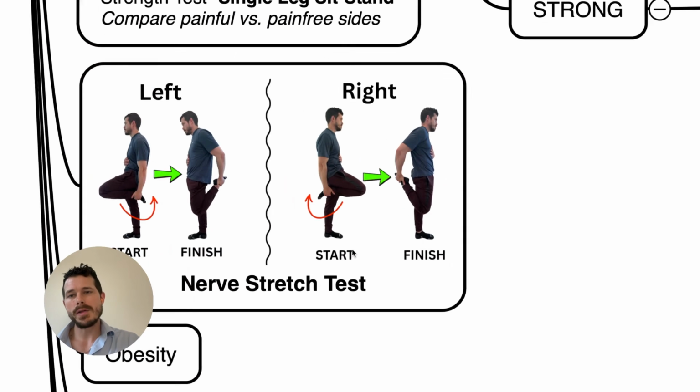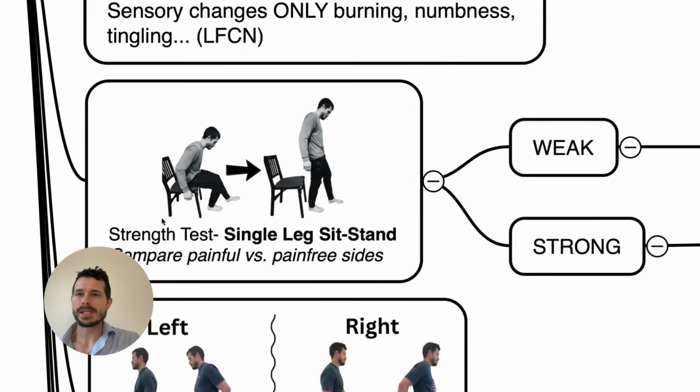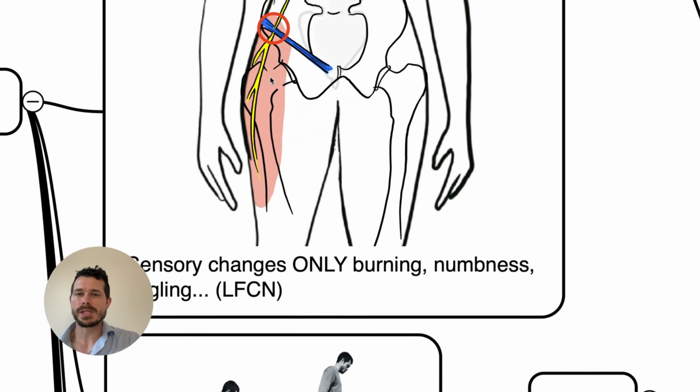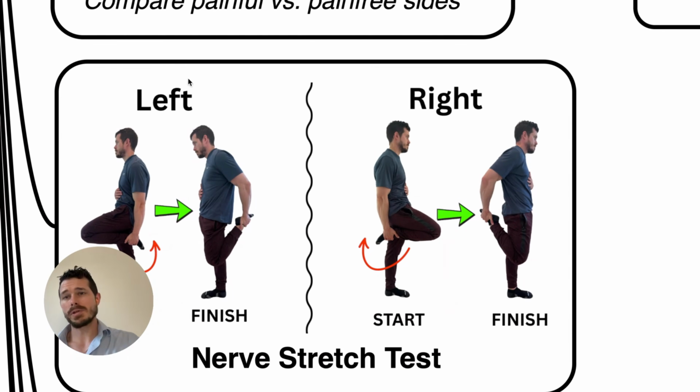Now I want you to do another test. If this nerve in the front of the thigh is sensitive, well, when you stretch it, when you compress it at this area, you should see some reproduction of the symptoms. Makes sense. So if your symptoms are on your left, you do it on your left. If your symptoms are on your right thigh, you do it on your right. Do this slowly because it is a nerve.